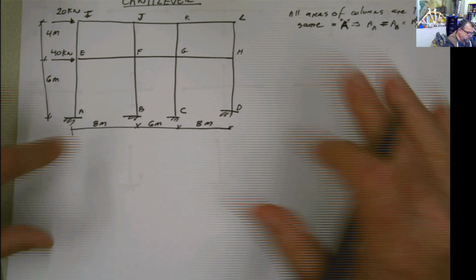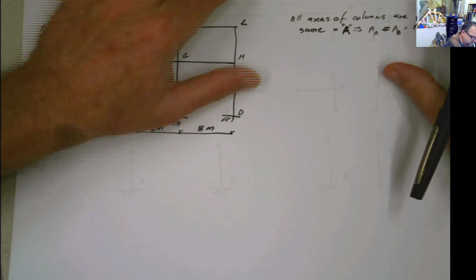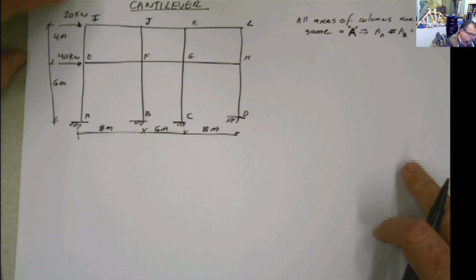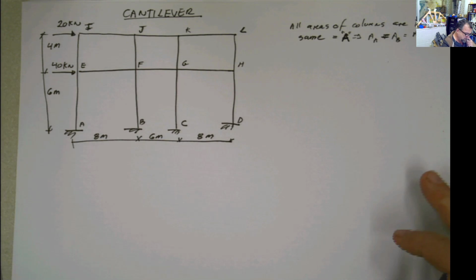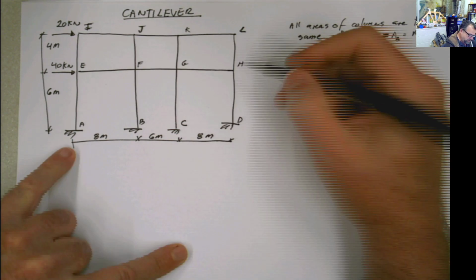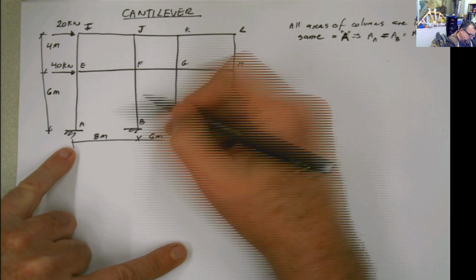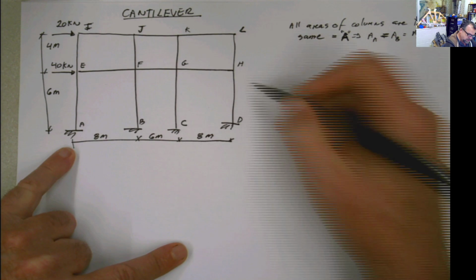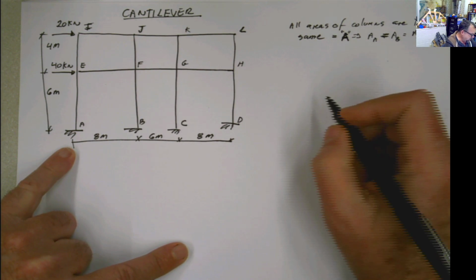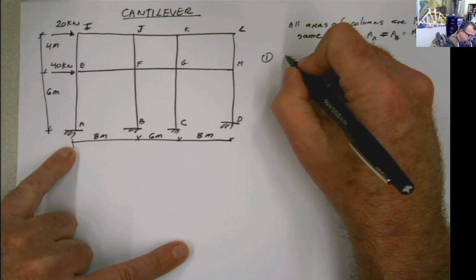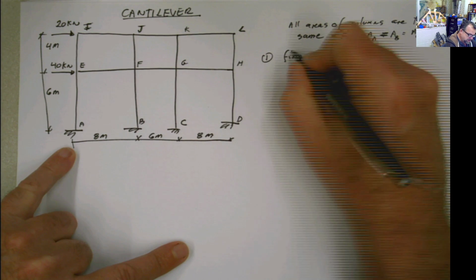Hello again. So let's solve this problem, which is the same one that I solved before using the method of the portal, but now it's going to be an approximate method called cantilever. It's exactly the same problem. All the areas of the columns here are the same. So the area of the column A, B, C, or D is the same, and we're going to call it A. The first step is find the centroid.